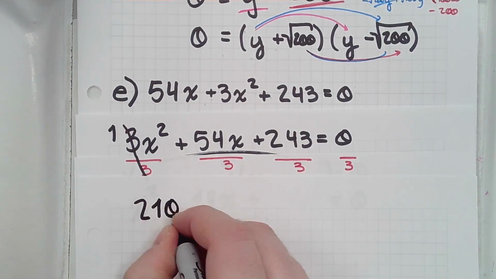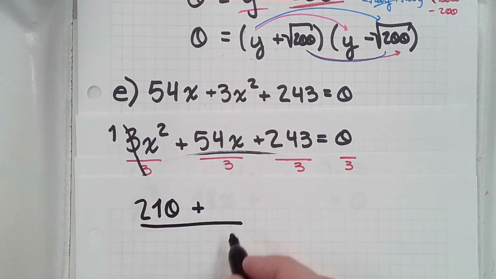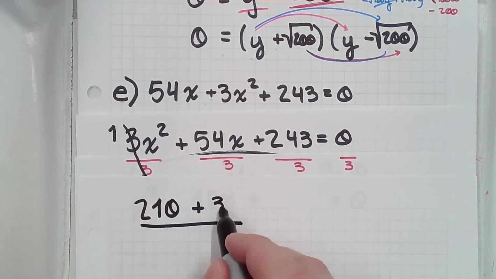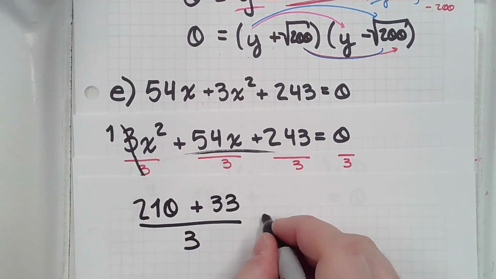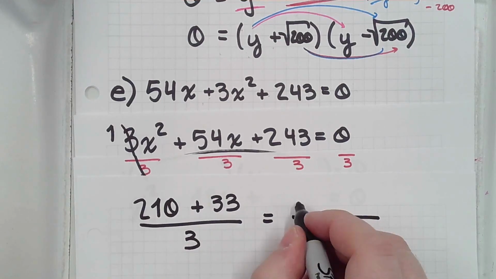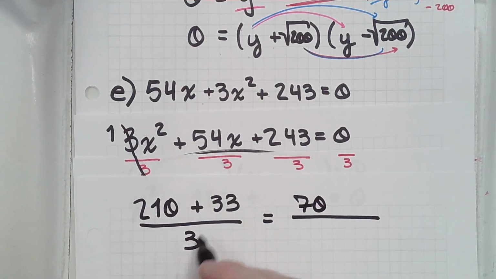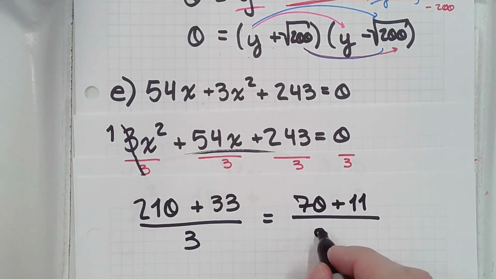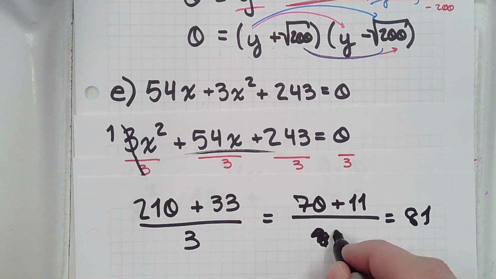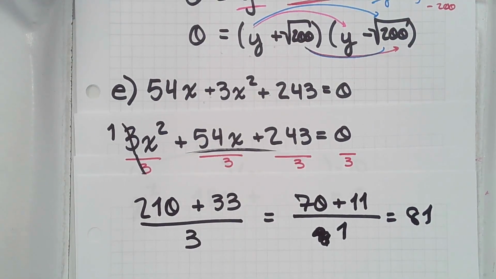I know 3 goes into 210, and there's 33 left over. So if 3 divides both of them, it divides 243. It divides 210 to 70, and it divides 33 to 11. So it looks like 81. I shouldn't write that down here. Here we go. 81 is how many times 3 goes in there.